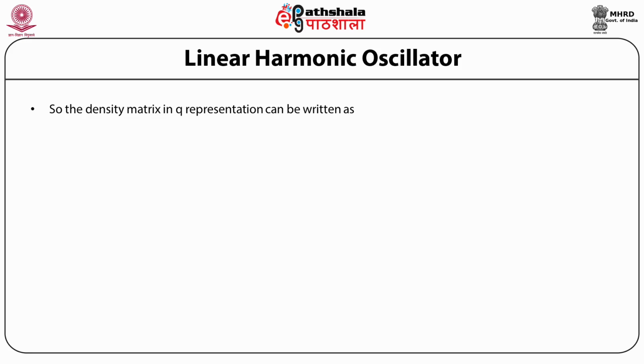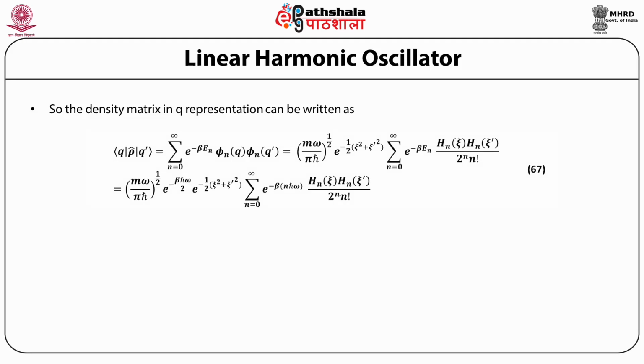So, the density matrix in Q representation can be written as equal to summation over n is equal to 0 to infinity e raised to power minus beta E_n phi_n(q) phi_n(q dash), which is equal to (m omega upon pi h bar) raised to power half e raised to power minus half xi squared plus xi dash squared multiplied by summation over n is equal to 0 to infinity e raised to power minus beta E_n multiplied by H_n(xi) H_n(xi dash) divided by 2 raised to power n factorial, which is equal to (m omega upon pi h bar) raised to power half multiplied by e raised to power beta h bar omega by 2 multiplied by e raised to power minus half xi squared plus xi dash squared multiplied by summation over n is equal to 0 to infinity e raised to power minus beta n h bar omega multiplied by H_n(xi) H_n(xi dash) divided by 2 raised to power n factorial.